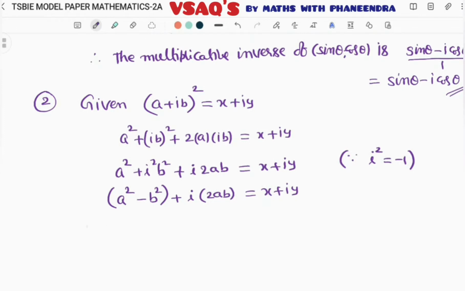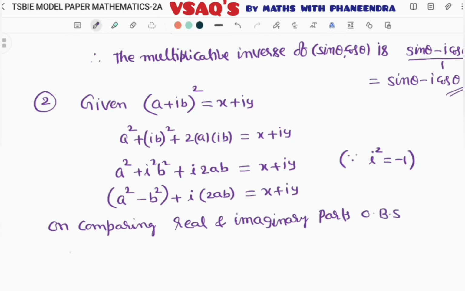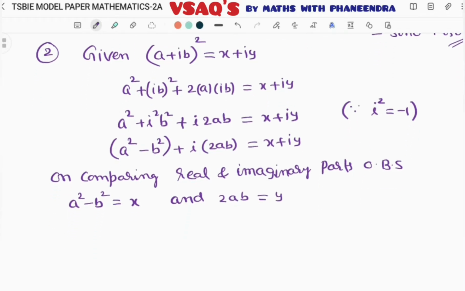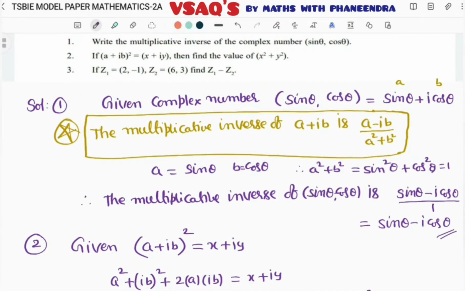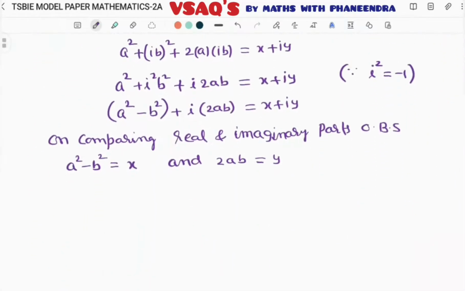So by comparing real and imaginary parts on both sides, a square minus b square is equal to x and 2ab is equal to y. They are asking to find the value of x square plus y square in the second question, dear students. Therefore, x square plus y square is equal to: x square means a square minus b square whole square, plus y square, 2ab whole square.